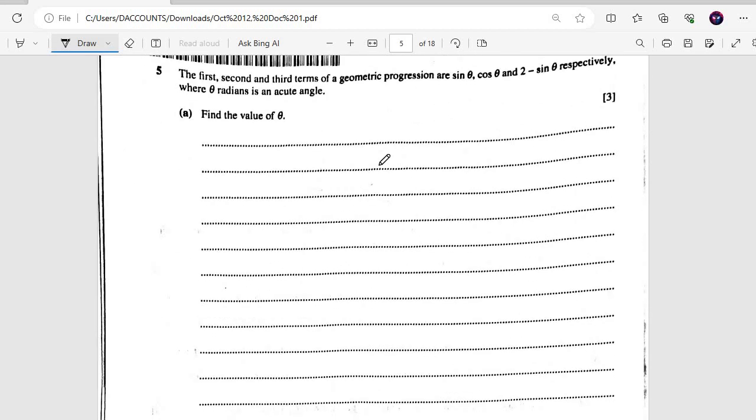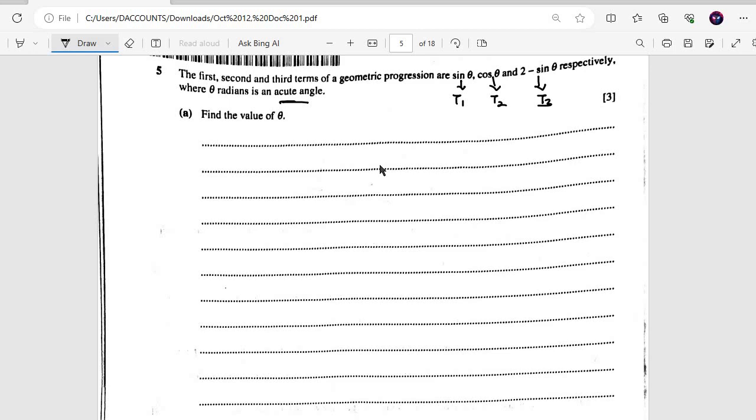Number 5. The first, second, and third terms of a geometric progression are sine theta, cos theta, and 2 minus sine theta, respectively. This is T1, this one is T2, and this is T3, where theta radian is an acute angle. Acute means it is less than 90, not greater than 90, and not equal to 90.